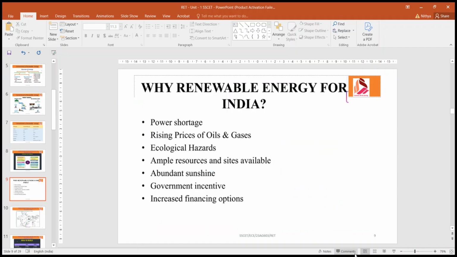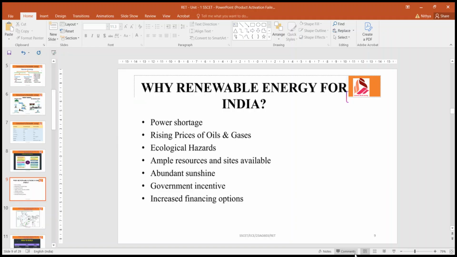Generally, what's the reason to go for renewable energy choices for India? Basically, there are different category scenarios. One is power storage, which is very important nowadays. For the maximum amount of electrical energy generated, losses will occur.